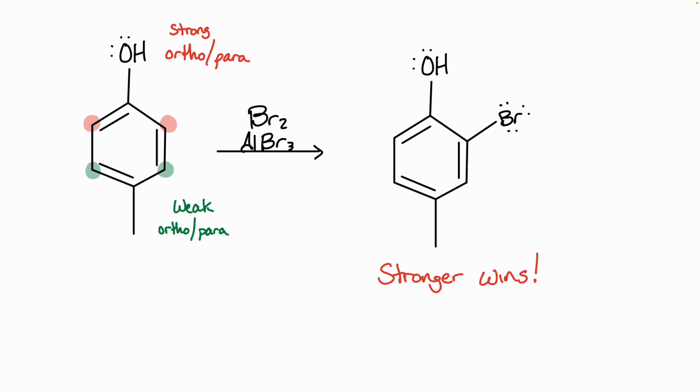All right, now sometimes your groups on the ring are in agreement. They both want to direct to the same carbon. All right, great, fantastic, no conflict. If there is a conflict, as in this example here, that's when that strong, moderate, weak classification comes into play. And again, whatever the stronger one is will win in terms of dictating the position of your incoming substituent.